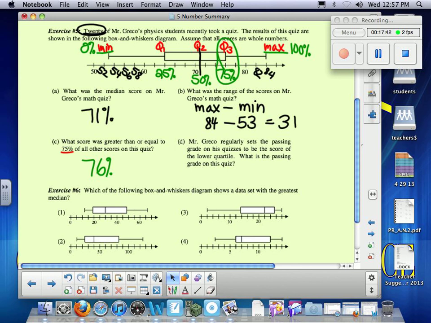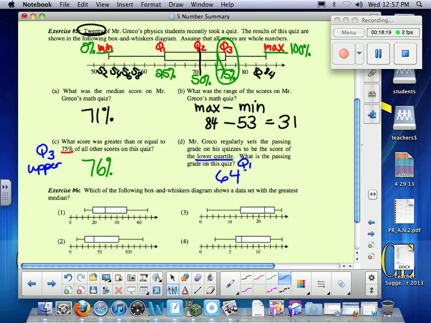Letter D: Mr. Greco regularly sets the passing grade on his quizzes to be the score of the lower quartile. Have we used that term yet today? What is the lower quartile then? Q1. Yes, Q1. Do we know what the Q3 is? Upper quartile. Good. So what is the passing grade for this quiz? In other words, where's Q1? 25%, which is what score? 64% is passing for this quiz.